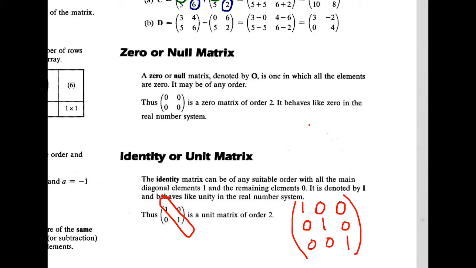So it can be of any order. It can be a 4 by 4, a 6 by 6, and so on. This is a unity matrix, and this is the symbol for it, an I.